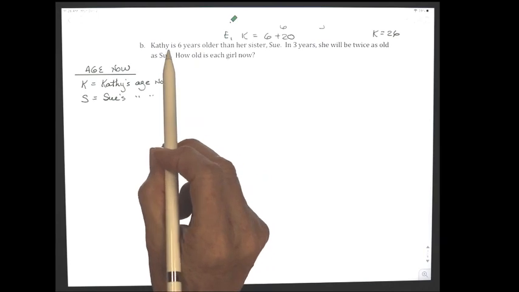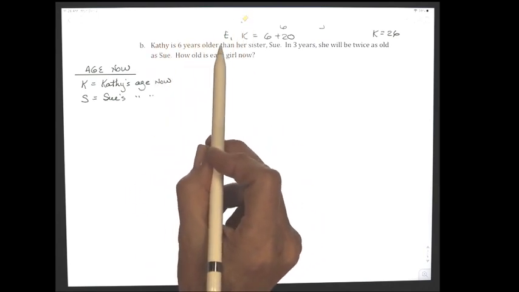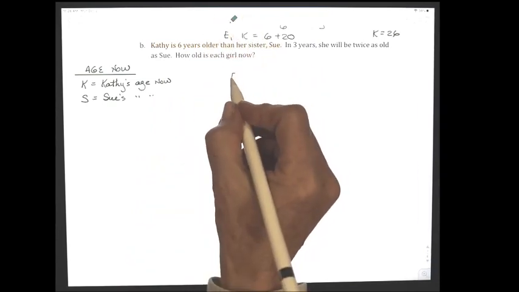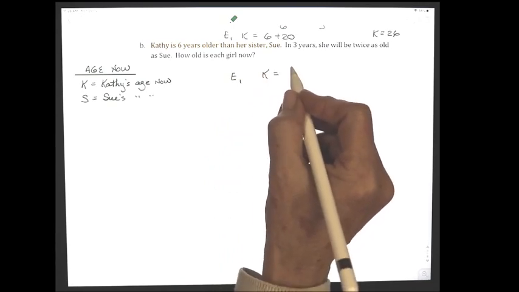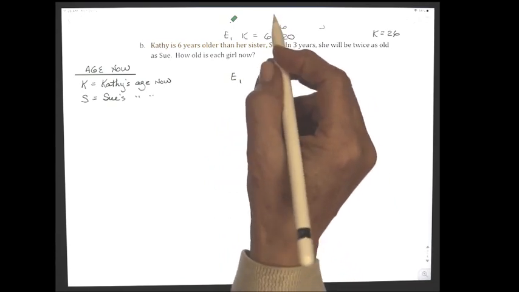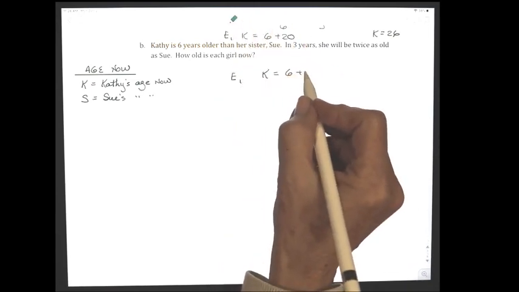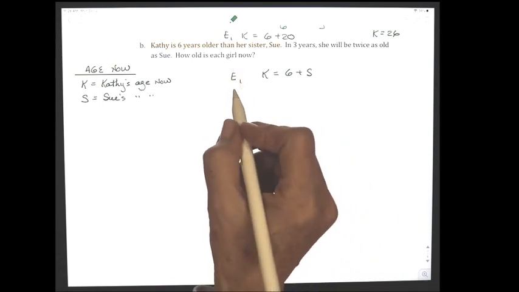All right, so let's see. Here's my first equation, I think. Kathy is 6 years older than her sister Sue. Ooh, that S and that 6, I have to be careful that my S's don't look like 5s. All right, so that's our first equation.